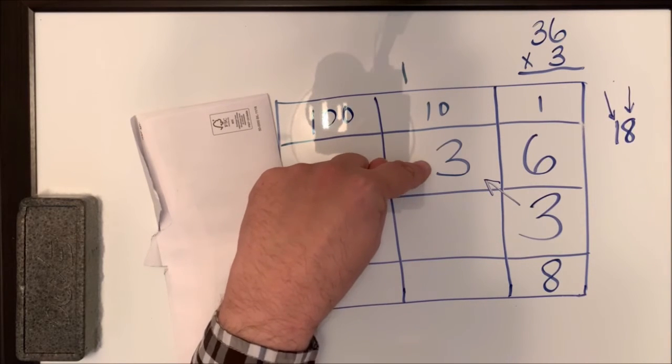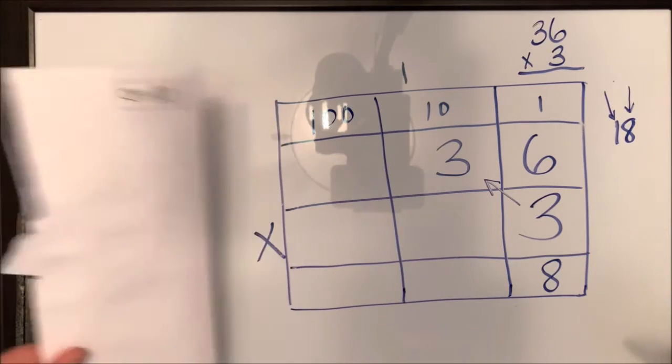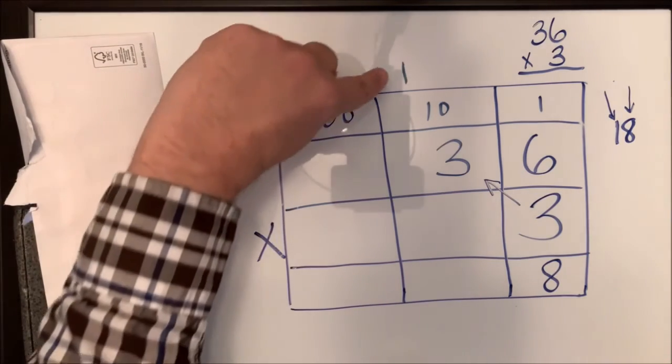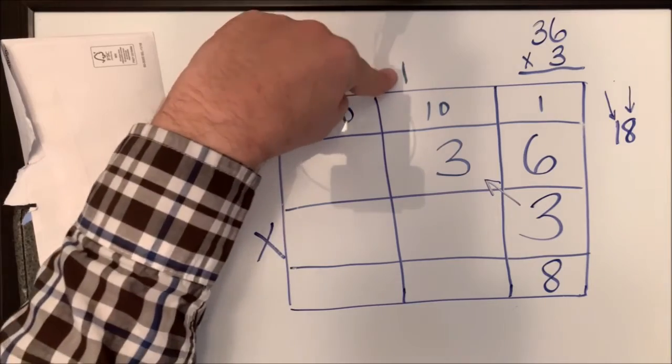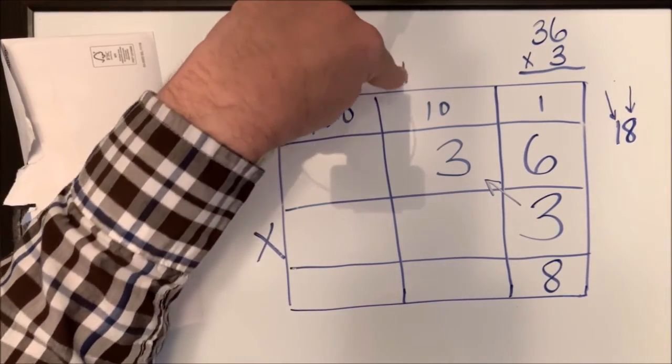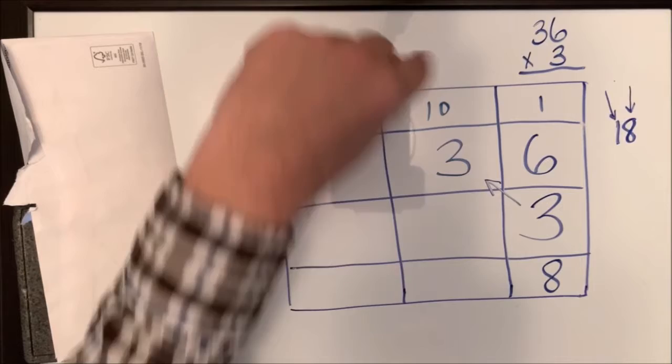So 3 groups of 3 is 9. But I can't forget about my lonely group of 10 on top. He's like, don't forget me. So we're not going to forget you, don't worry. Don't forget about your friends on top up here.